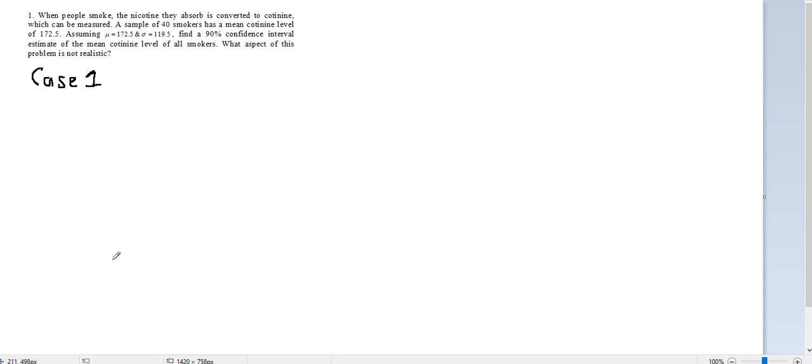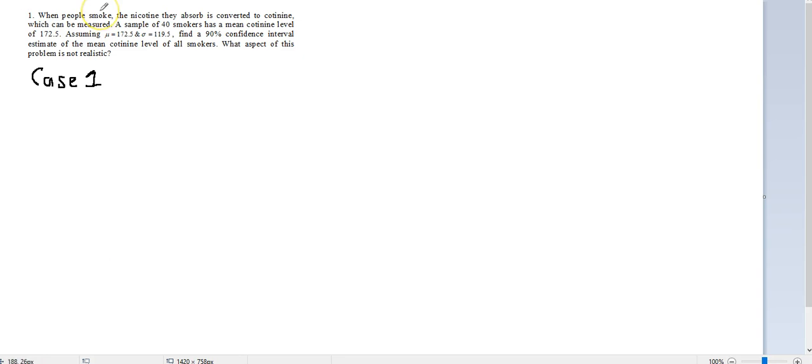When people smoke, the nicotine they absorb is converted to cotinine, which can be measured. A sample of 40 smokers has a cotinine level of 172.5, assuming the population mean 172.5. Now that is wrong, so I'm going to change that.